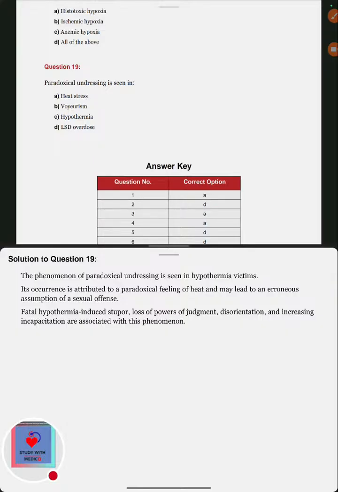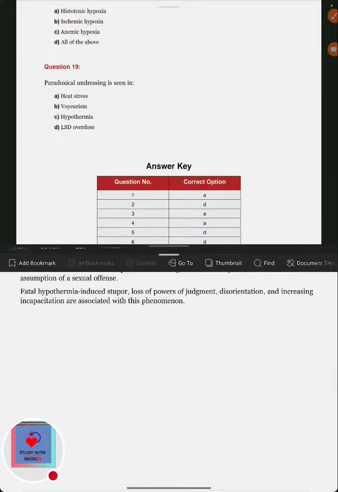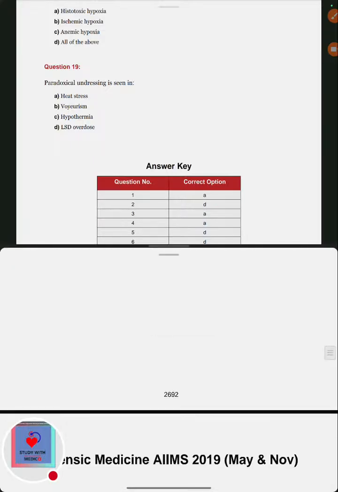So it seems to be like a case of suicide, but it is not suicide. The cause is attributed to paradoxical heating. For a short period, the person will feel the heat, so they take off their clothes. So there may be an erroneous assumption of a sexual offense, but it's not that. Fatal hypothermia is induced by loss of powers of judgment and disorientation associated with this phenomenon. Okay.